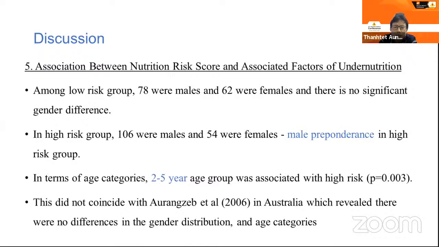Among the low-risk group, 78 were males and 62 were females, and there is no significant gender difference, but there is male preponderance in the high-risk groups. In terms of age categories, the 2 to 5 year age group was associated with high-risk NRS. This did not coincide with other studies conducted in Australia.